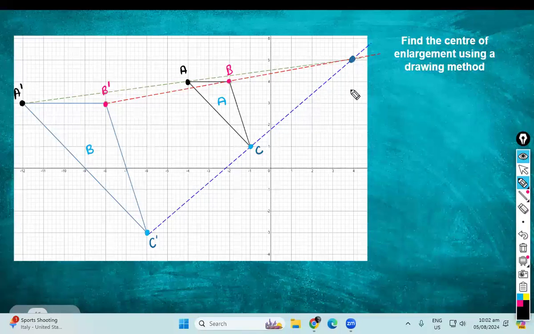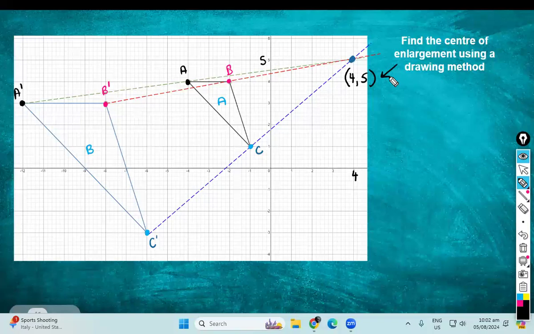And I know some of you are going to have trouble seeing this, but this is 4, and over here is 5. The coordinates of where all the lines meet is 4, 5. 4 on the X and 5 on the Y. That's the center of enlargement. That is where the enlargement originated from.